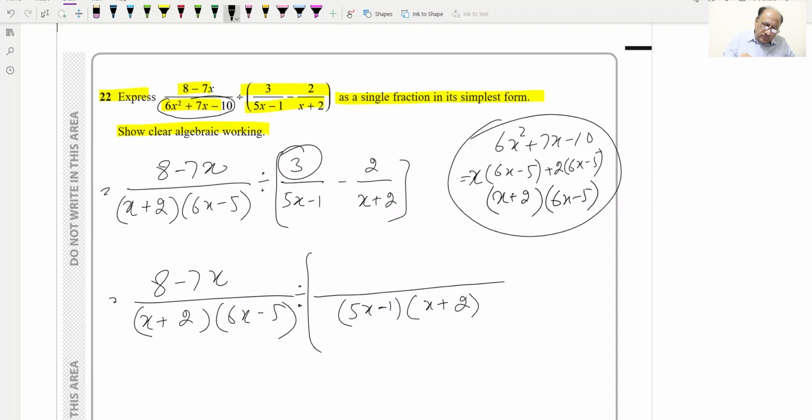Now 3 will be multiplied by this, and we will write here 3 into x plus 2, and the middle sign whatever it is we will copy here, and after that we will take this 2 and this one, so 2 into 5x minus 1. Hopefully you understood how we have simplified this.